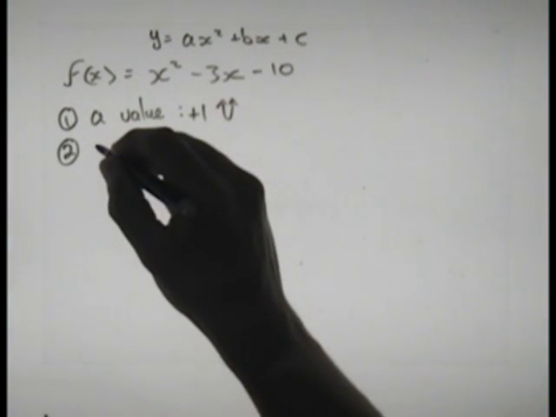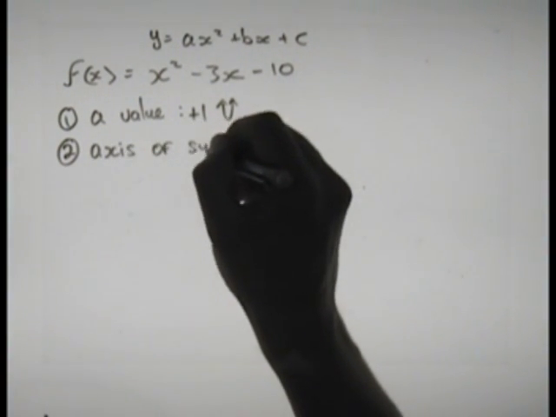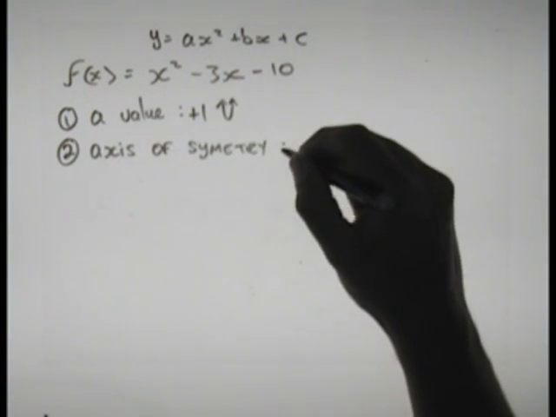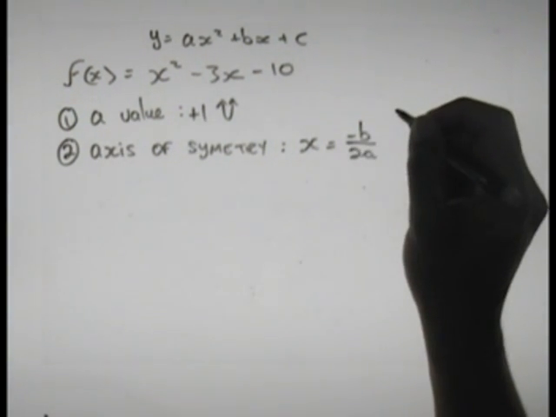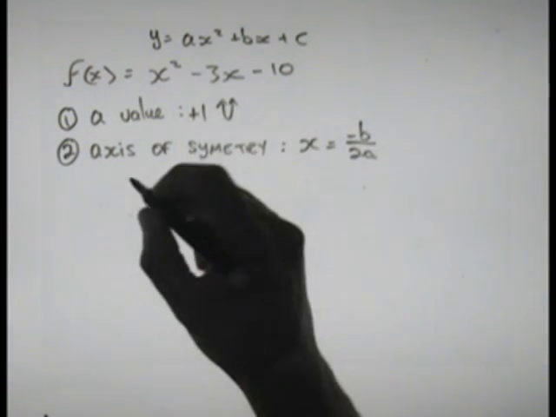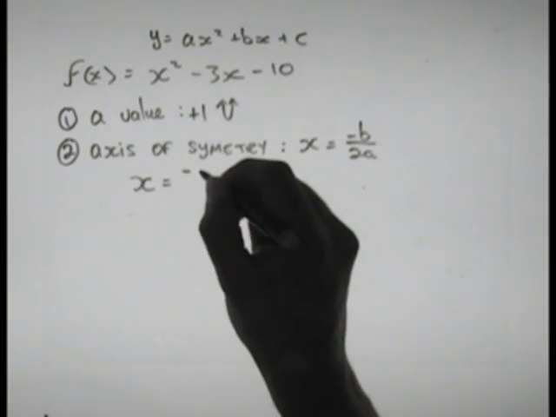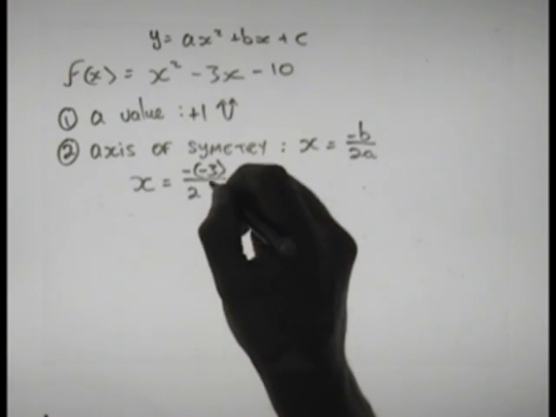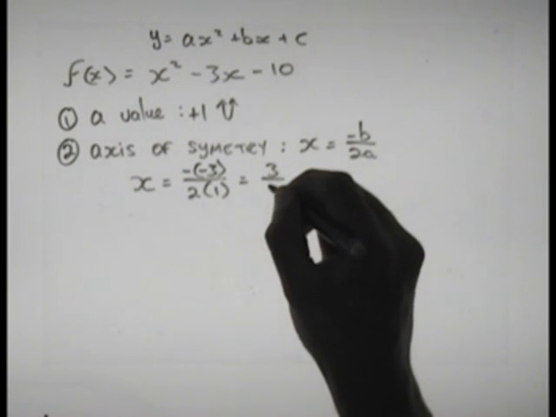Step 2, I look for a thing called my axis of symmetry. My axis of symmetry occurs when x is equal to minus b over 2a. In this case, my b value is negative 3. So my axis of symmetry is at x is equal to minus b, so that's minus negative 3 over 2a, which is 2 times 1, which is equal to positive 3 over 2.